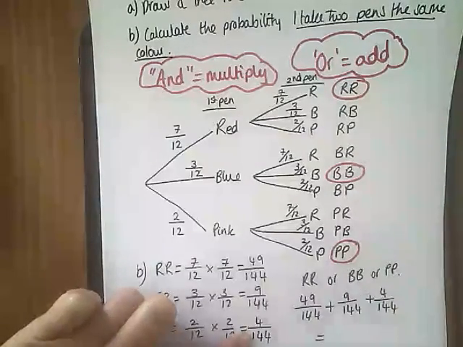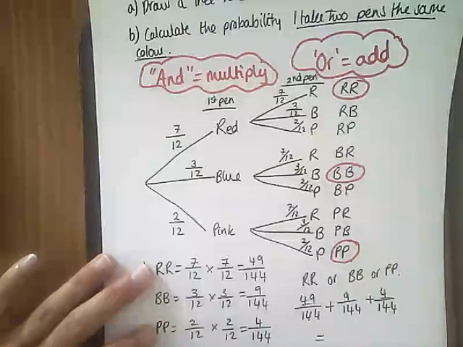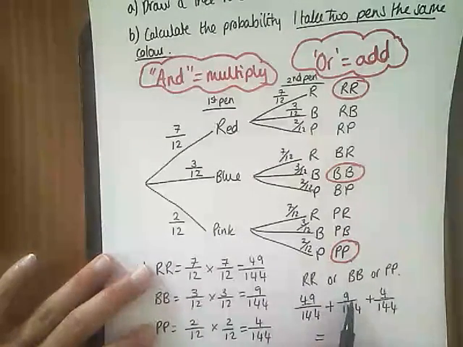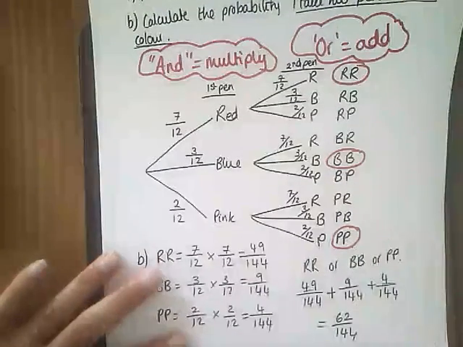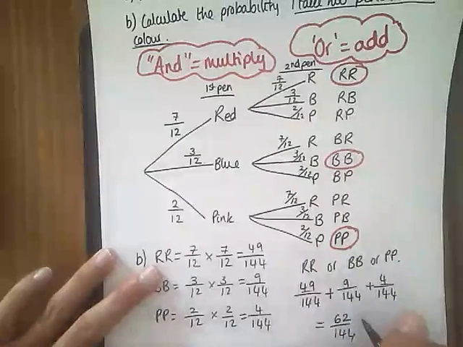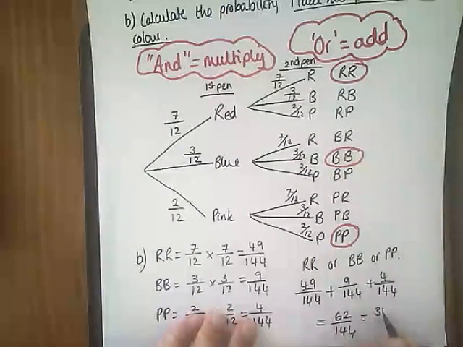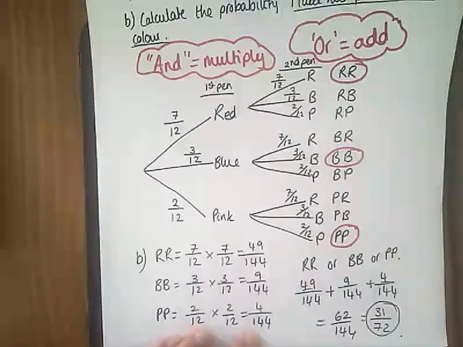And don't forget, when you add fractions, you add your tops and your bottom stays the same. So 49 add 9 is 58, add 4 is 62 out of 144. Your bottom stays the same. Okay, you can then simplify that. We can halve the top and bottom, 31 over 72. That is the probability of taking 2 pens the same colour.